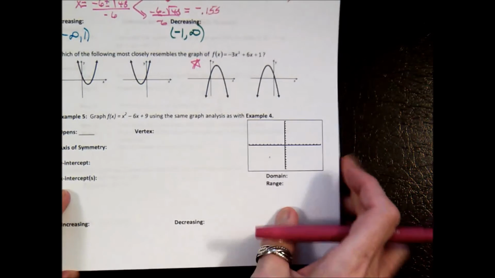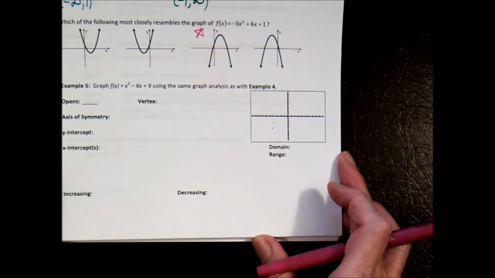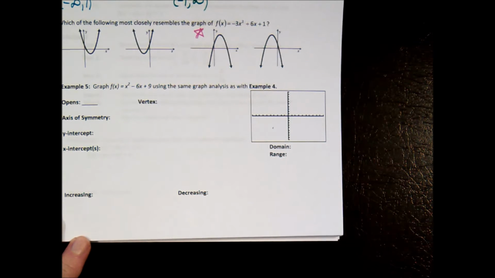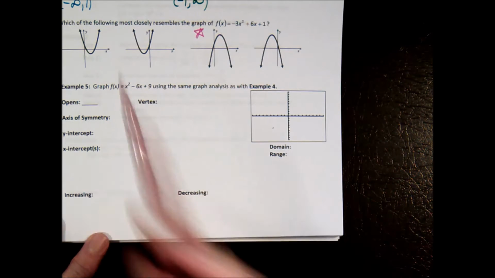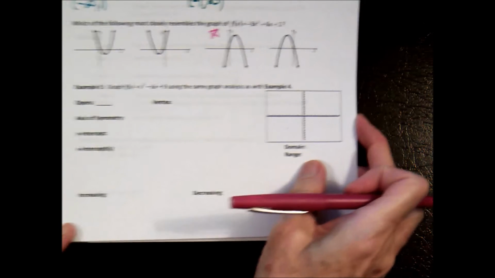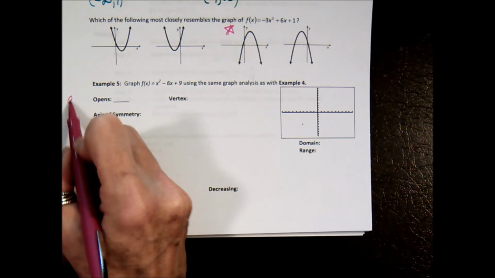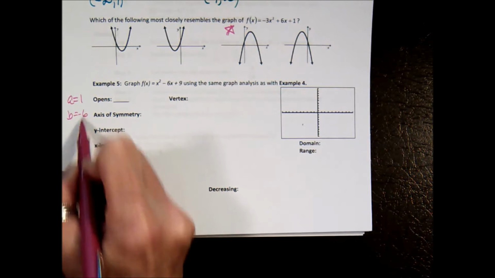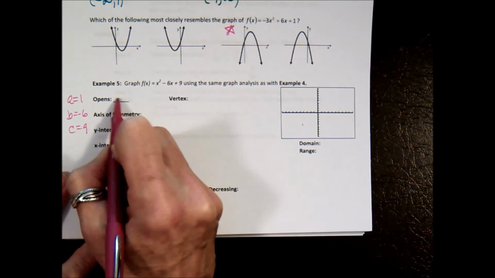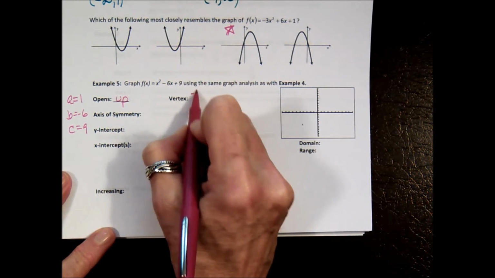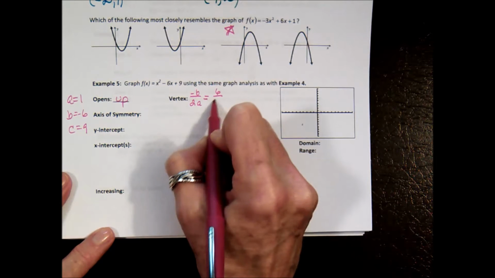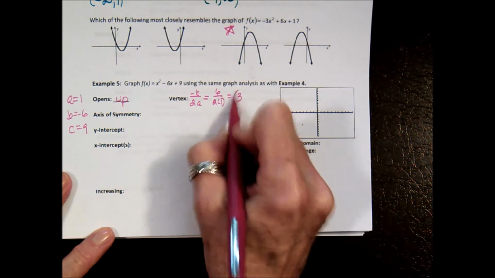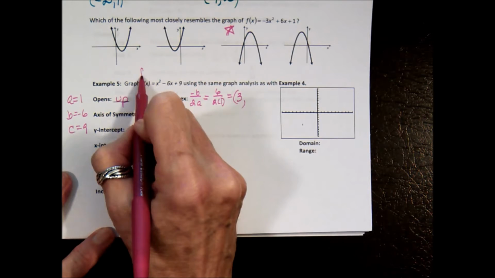All right, let's look at number 5. We're going to do it one last time. So we have f(x) equals x squared minus 6x plus 9, and we want to use graph analysis just like we did. So let's label our a, b, and c. a is 1, b is negative 6, c is 9. a is positive, so it's opening up. I want the vertex: negative b over 2a is the opposite of negative 6 over 2 times 1, which is 3. And now I need f(3).